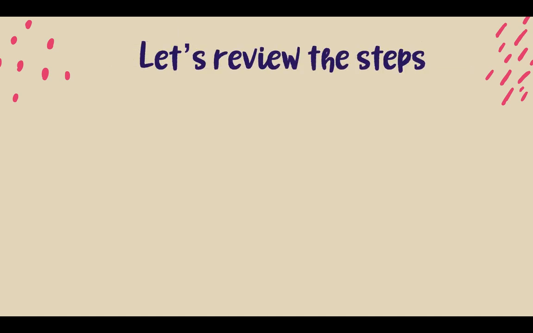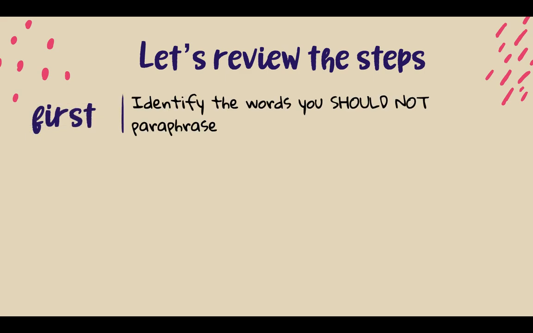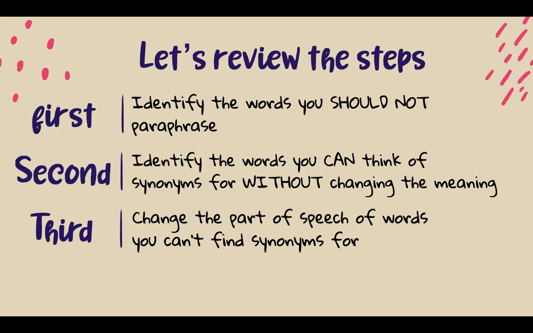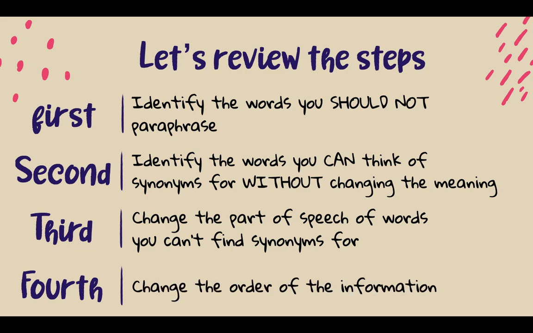So, these are the 4 steps that you want to follow when paraphrasing. First, always identify the words you should not paraphrase. Second, identify the words you can think of synonyms for without changing the meaning. Third, change the part of speech of words you can't find synonyms for. And fourth, change the order of the information. And these steps are true whether you are paraphrasing the question or paraphrasing a point from your thesis statement.